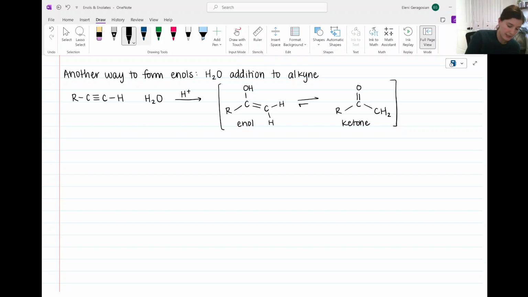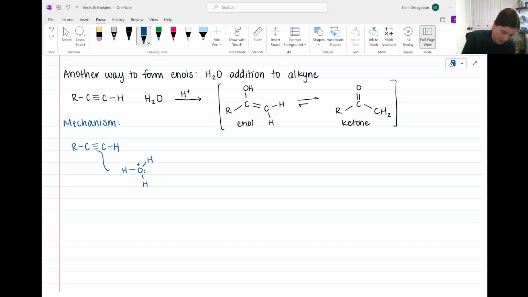So let's go through the mechanism here, to show how this is formed. We're showing the mechanism to form the enol. This is the addition reaction mechanism that is covered in Organic 1. So we have an electron-rich triple bond, and we have an acid present. If we have water and acid, that means present in solution is H3O+.